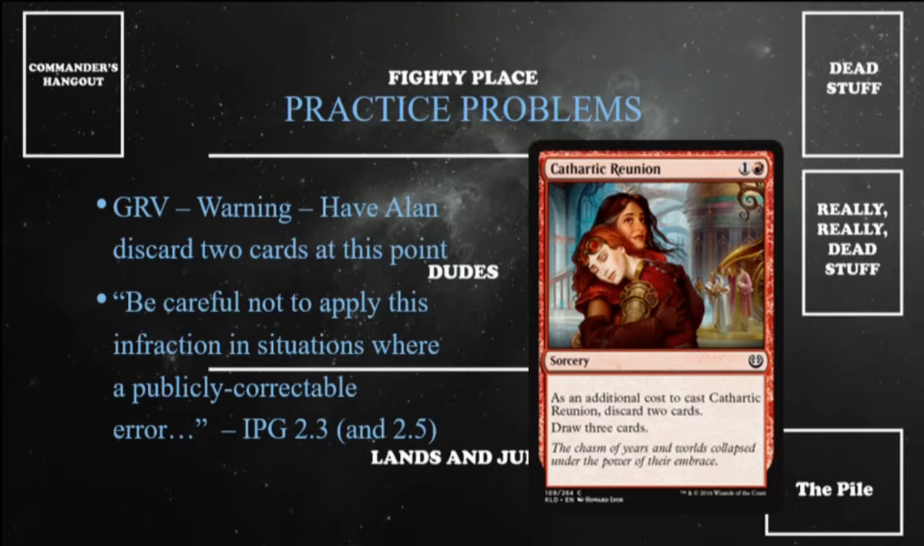However, the reason why it is only discard 2 cards is that it is actually a partial fix for GRV. It's not something that we really have the authority to go in and fix. All we do is we return the game state to where it should have been. Yes, it does lead to a slight advantage for Alan at this point, but unfortunately, that's the way the rules are written at the moment.